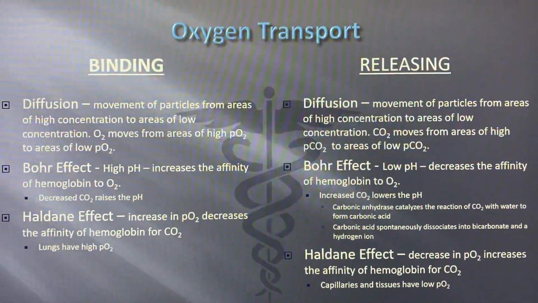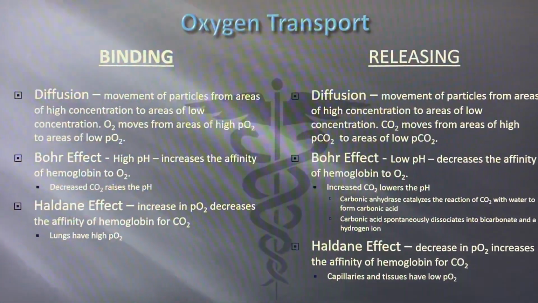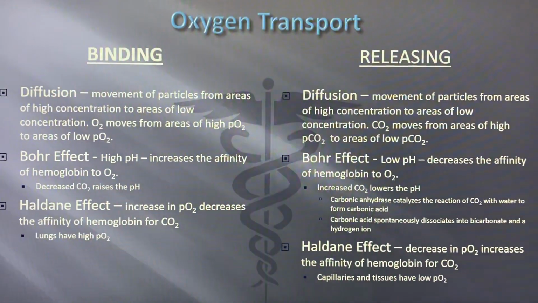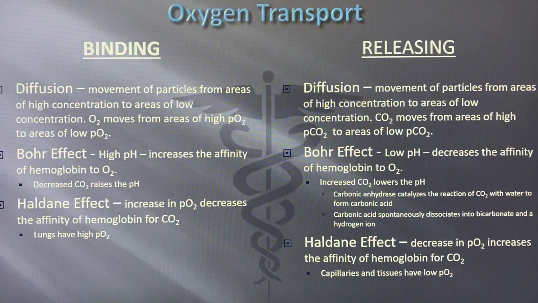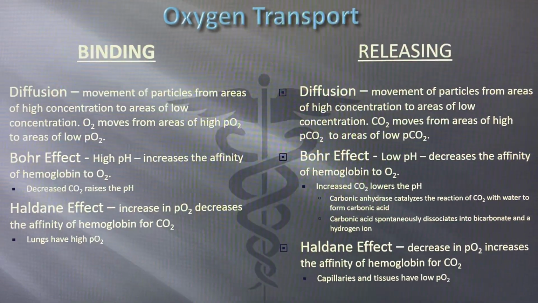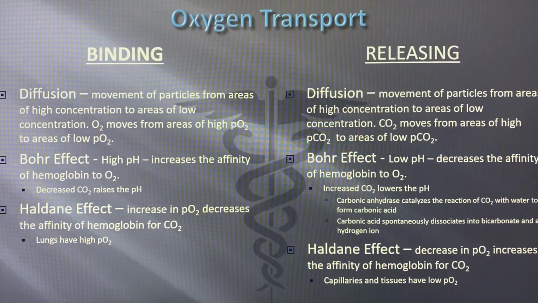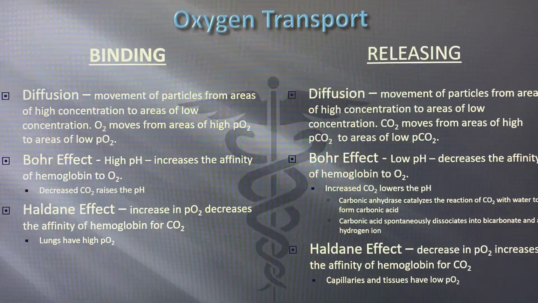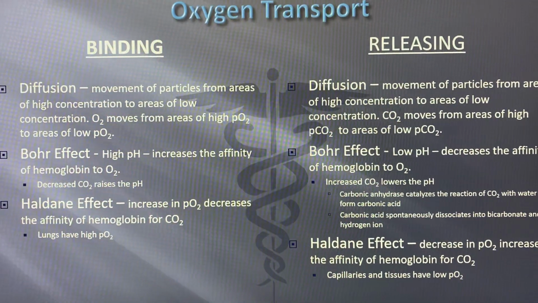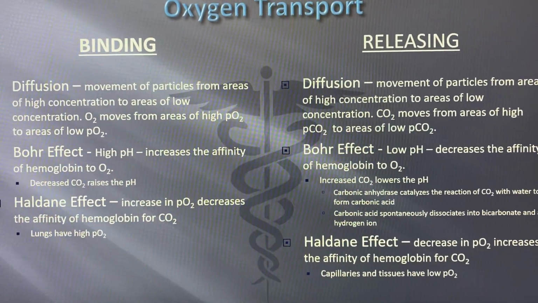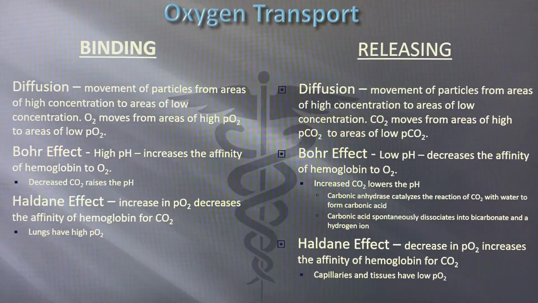So once the gas particles have diffused into the blood, how then does it move around? Well, the gases get transported on heme primarily, especially oxygen, in hemoglobin. So first of all, how does it bind to hemoglobin? Again, we had already talked about diffusion. So it's the movement of particles from areas of high concentration to areas of low concentration. So oxygen moves from areas of high partial pressures of oxygen to areas of low partial pressures of oxygen.